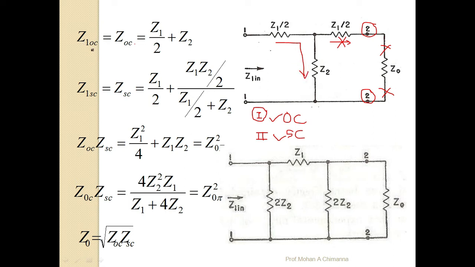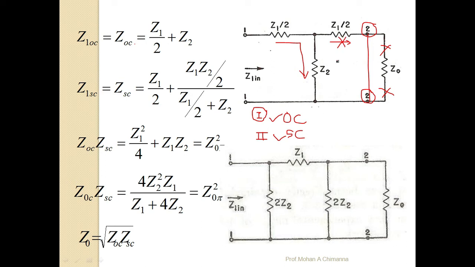So Z1 OC, which is equal to ZOC, is equal to Z1 by 2 plus Z2. If the 2 dash terminal is short circuited, then Z1 by 2 plus the parallel combination of these two gives Z1 SC, which is equal to ZSC, which is equal to Z1 upon 2 plus (Z1 by 2 times Z2) upon (Z1 by 2 plus Z2).